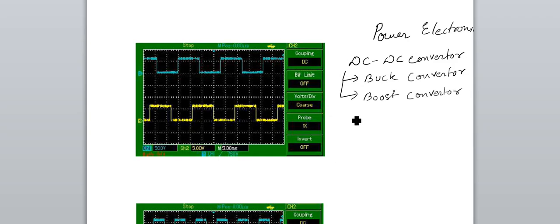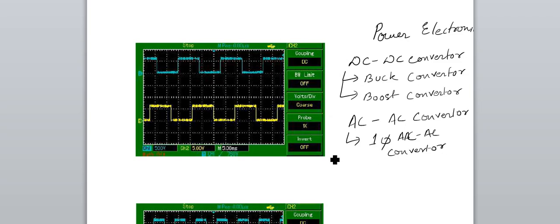And we will be doing AC to AC converter also, the single phase AC to AC converter. I'll discuss the diagram and the waveforms later on in this video.